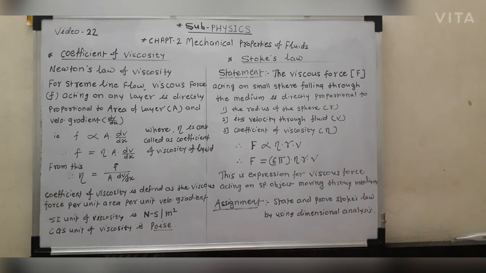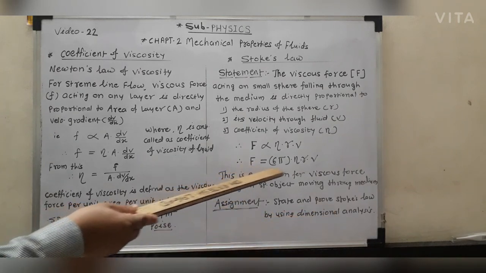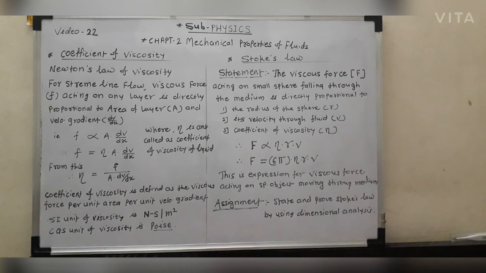This law can be derived using dimensional analysis. This is an assignment for you, 11th standard: establish the relation between the different physical quantities based on Stokes law. State and prove Stokes law using dimensional analysis. One more step I have given here: F is equal to 6 pi eta r v. Prove this using dimensional analysis. You have to write the dimensions on both sides. This is very important.